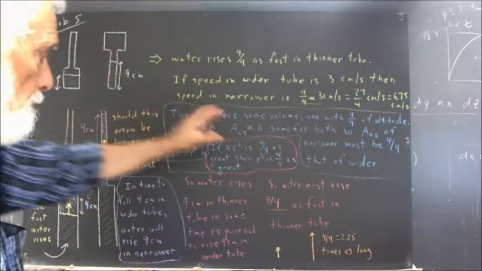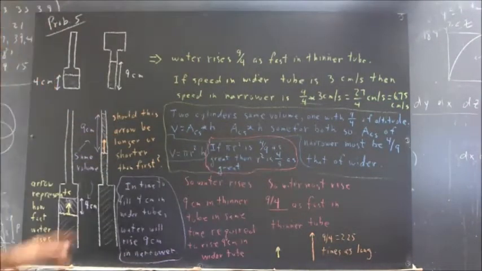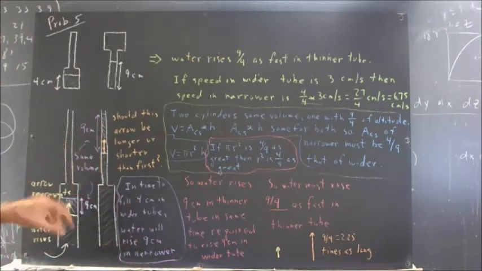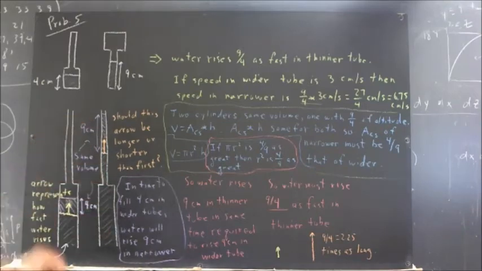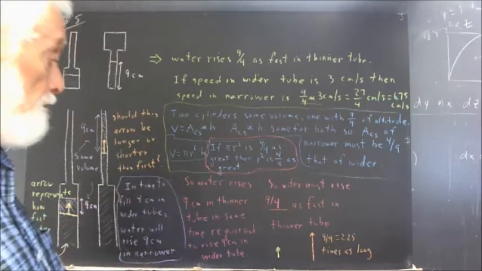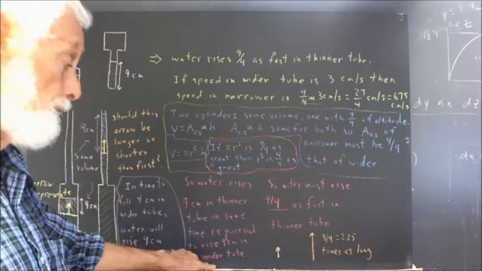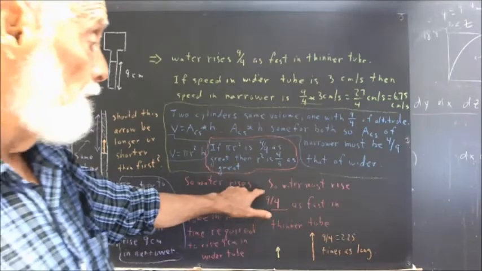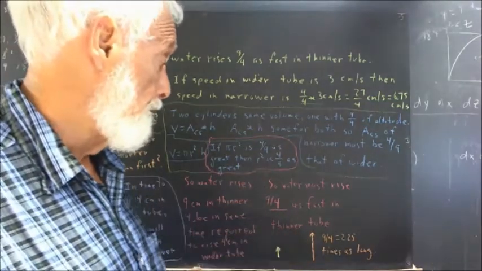Now, a little more detail here. This just says what I said before. In the time it takes to fill this 4 centimeters, this will rise 9 centimeters. This note says, therefore the water rises 9 centimeters in the thinner tube in the same time required to rise 4 centimeters in the wider tube, so it rises 9/4 as fast in the thinner tube.